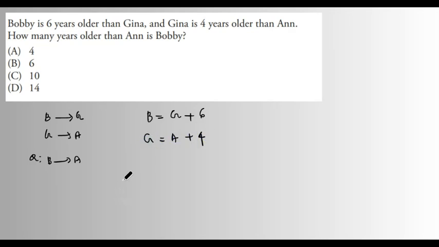Now I have to connect Bobby and Anne. So instead of G in my first equation, I can substitute A plus 4. So that will give me B is equal to A plus 4, instead of this G over here, I'm using A plus 4, plus 6. So that will give me A plus 10. So Bobby's age is Anne's age plus 10, which means Bobby is 10 years older than Anne, which gives me the answer is option C.